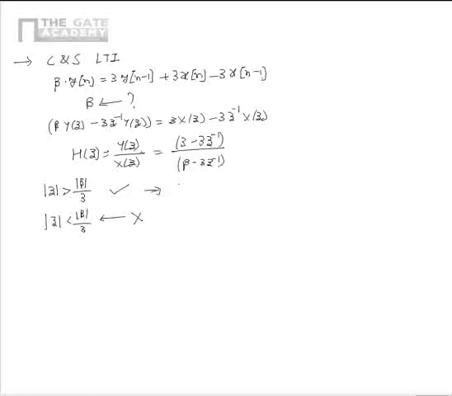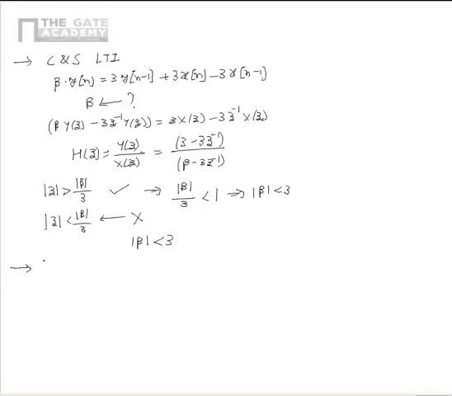But it is given that the system is stable. So from this, we can say that mod beta by 3 should be less than 1. That implies mod beta less than 3. So the correct answer would be mod beta less than 3.